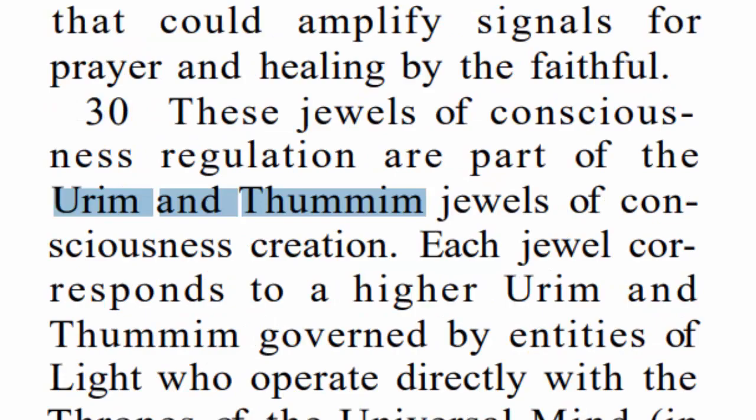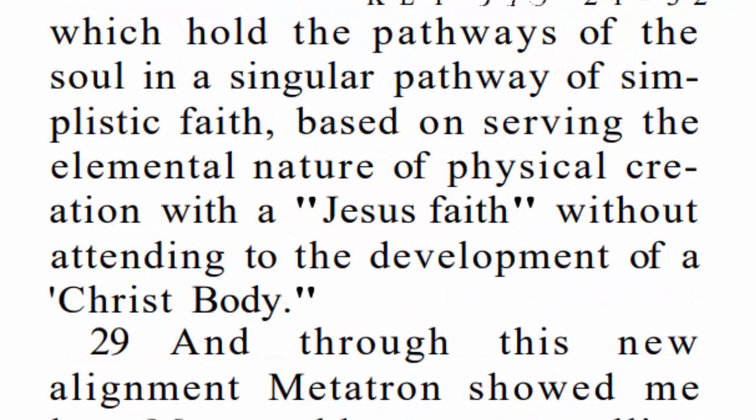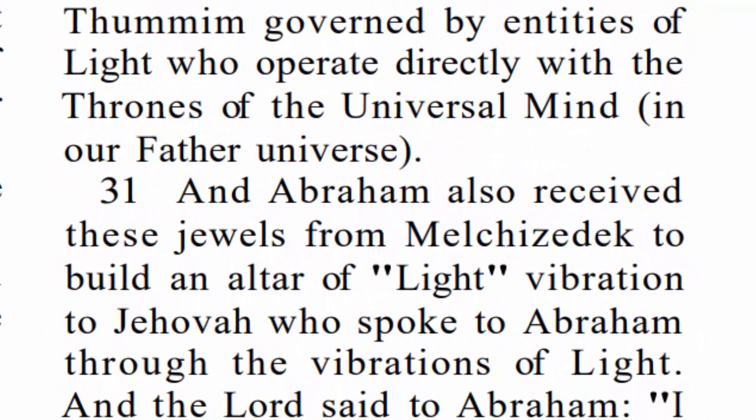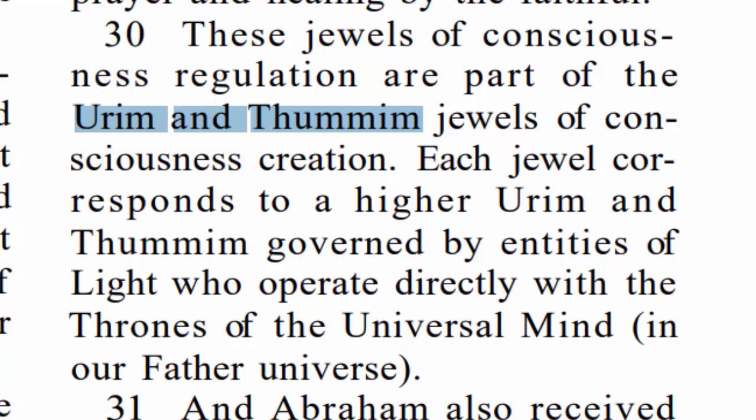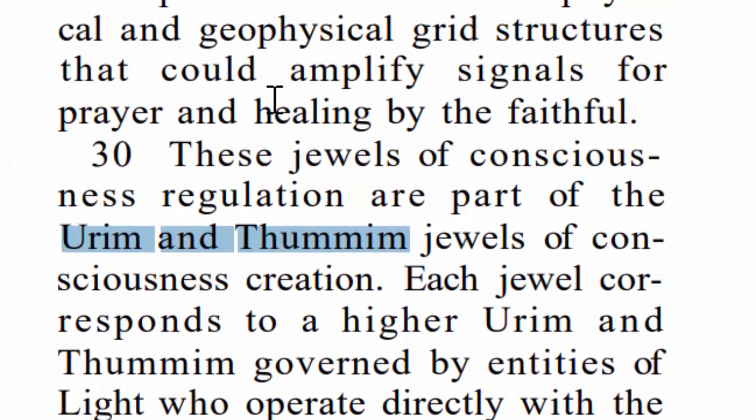Looks like we're in a new key here. This will be key 319, where verse 30 says, the jewels of the consciousness regulation are part of the Urim and Thummim jewels of consciousness creation. Each jewel corresponds to a higher Urim and Thummim governed by entities of light who operate directly with thrones of the universal mind in our Father universe.